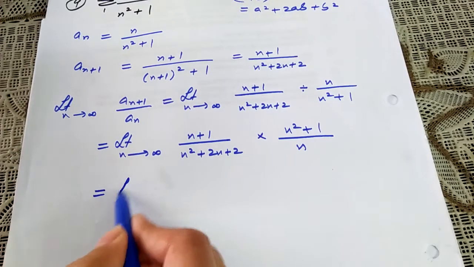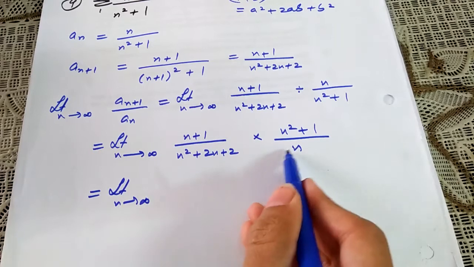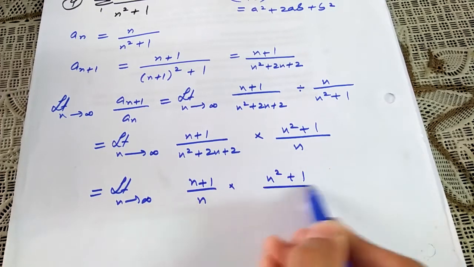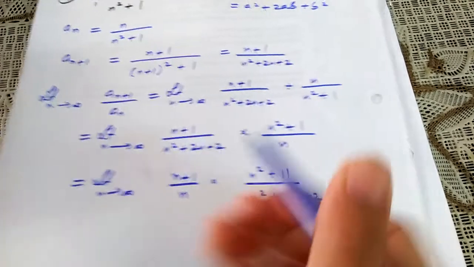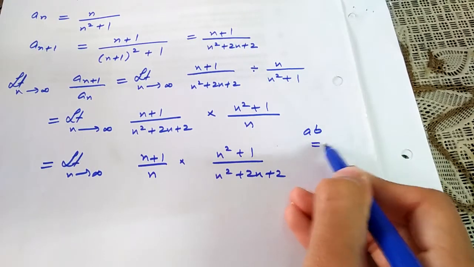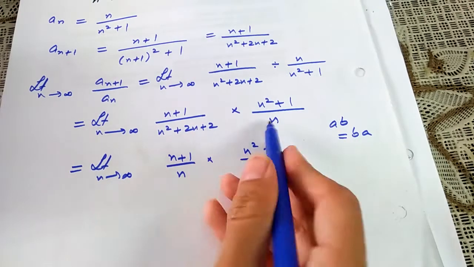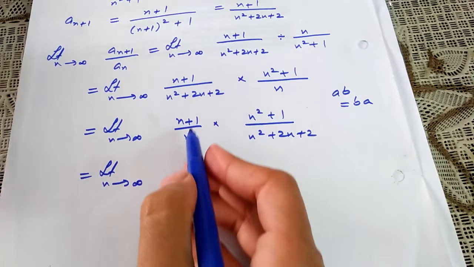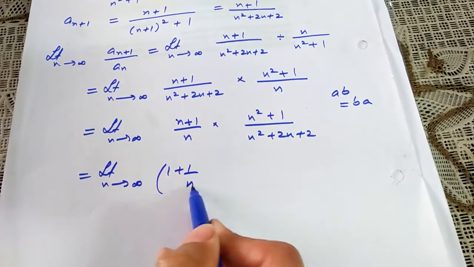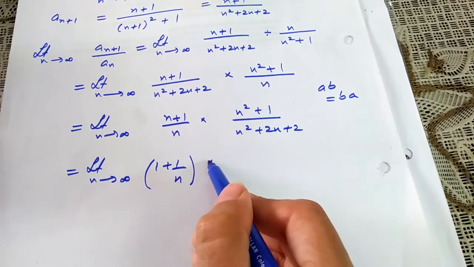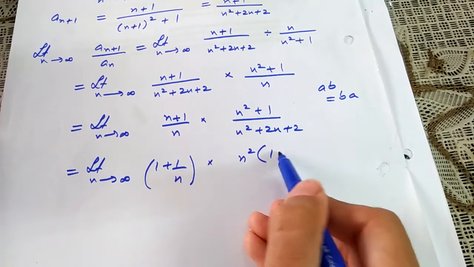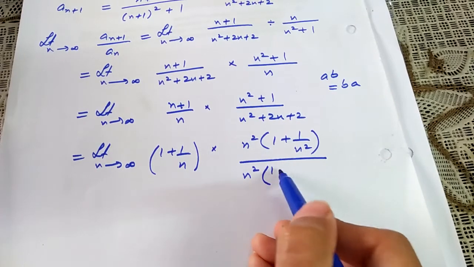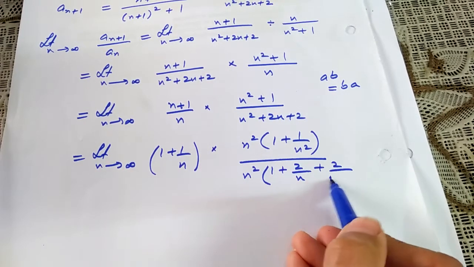Now you can just separate it like limit n approaches to infinity. Move this n down to this one. You can write it like n plus 1 over n into n square plus 1 over n square plus 2n plus 2. You know that if A is multiplying with B, you can write it like B multiplied by A as well, so I just switched their positions. Now it can be written as limit n approaches to infinity, this term can be written as 1 plus 1 over n. Take n square common from the second term. You will get n square times 1 plus 1 over n square, divided by, also taking n square common from the denominator, 1 plus 2 over n plus 2 over n square, like this.